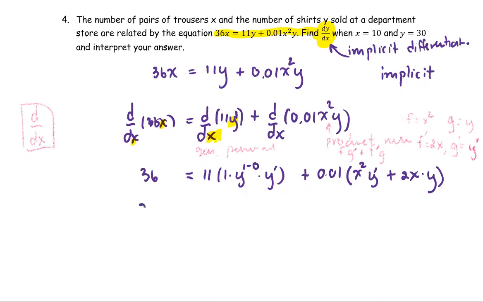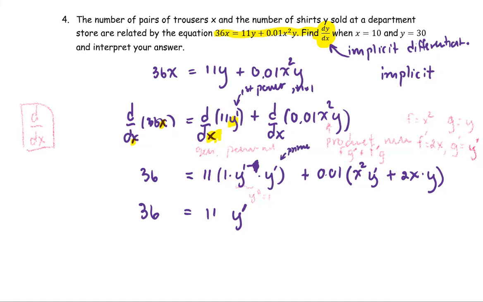Now I'm going to clean up. 36 equals 11 times 1 is 11. Y to the power, this is 1 minus 1, sorry, that becomes y to the power 0. This is my mistake. So y to the power 0 is 1, so we just leave 11 times y prime. So this is my y to the first power, or n equals 1. I don't want you to get confused with the prime notation.